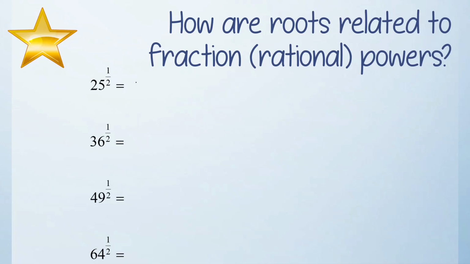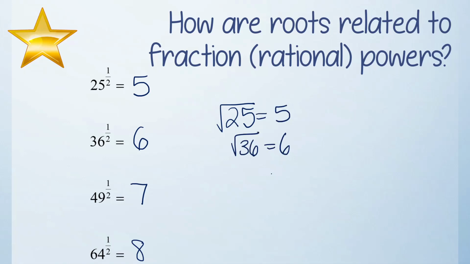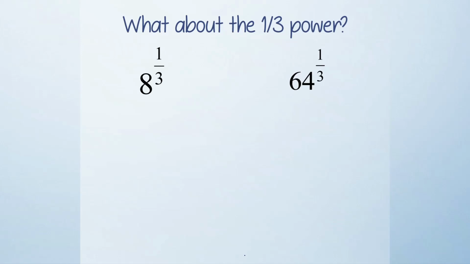So 25 to the 1/2 power, I'm going to tell you that is 5. 36 to the 1/2 power, I'm going to tell you that's a 6. Now you're probably thinking, Marsh, this is suspicious. 49 to the 1/2, you're right, it's 7. And 64 to the 1/2, yep, it's 8. So here is what's happening here. 25, square root of it is 5. Square root of 36 is 6, and so on, right? So what we're saying here is that if I take a number to the 1/2 power, I get its square root value. I wonder if the same thing holds with a 1/3 power.